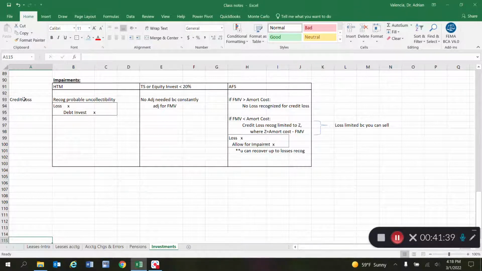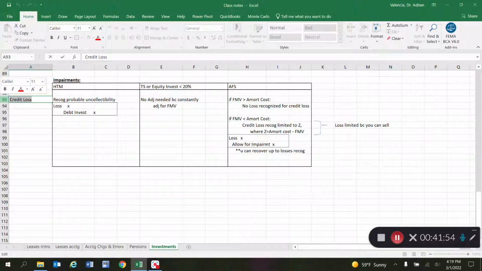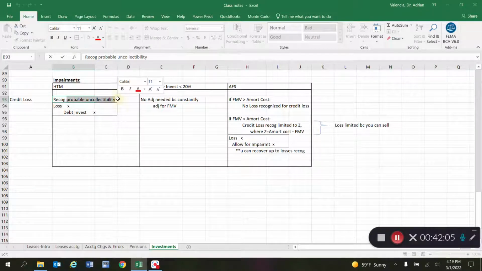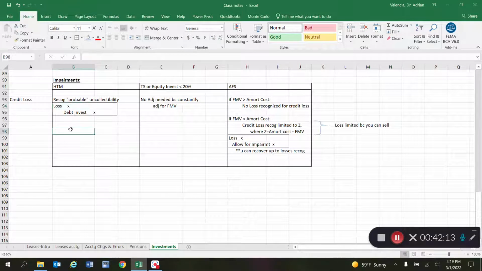If we are dealing with held to maturity debt instruments, we're buying the debt of other companies as an investment. At any point in time that we assess there is a credit loss, in other words, we're going to lose money. Something happened and we're not going to be able to collect on that debt. So if we recognize that it is probable that we're not going to collect, and this key word here, probable, then at that point we recognize a loss and we reduce the investment itself. Straightforward.